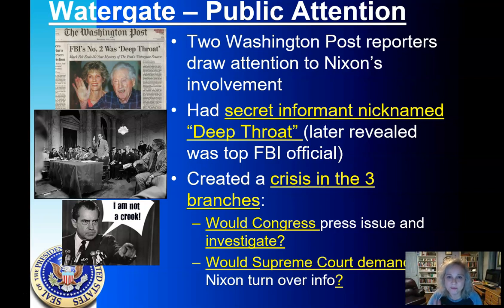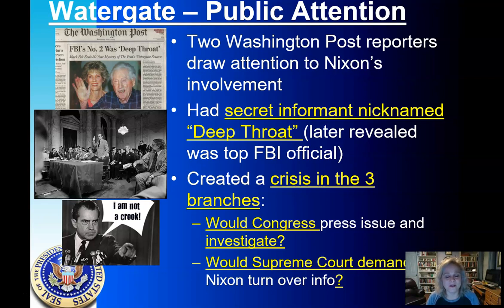And really end up tying this to Nixon's administration. They have a secret informant, and I think just recently it was revealed that he was actually a top FBI official. And so there was a real crisis on our hands. Is the federal government going to investigate Nixon? Would the Supreme Court demand Nixon turn over some secret tapes that he apparently had? And that was another thing.